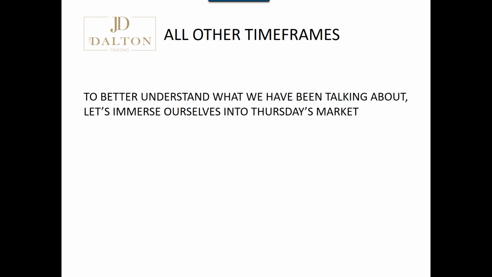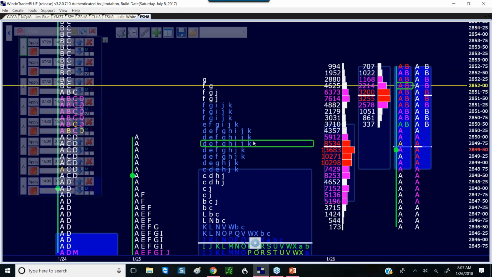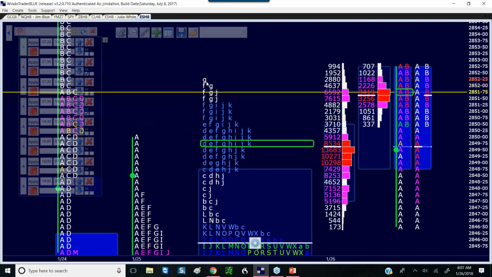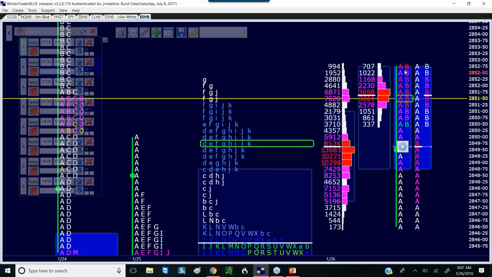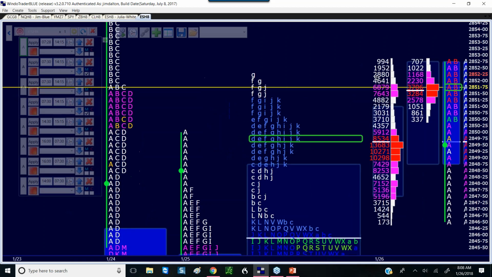To better understand what we've been talking about, let's immerse ourselves into Thursday's market. Now, before we do that, let's just take a look at what's happening right now. The market has made one of the daytime frame references. That's the overnight high. We have a poor high because A and B match. That also becomes an important daytime frame reference. Okay, we'll come back to that market from time to time.